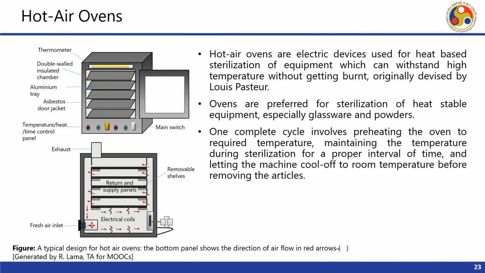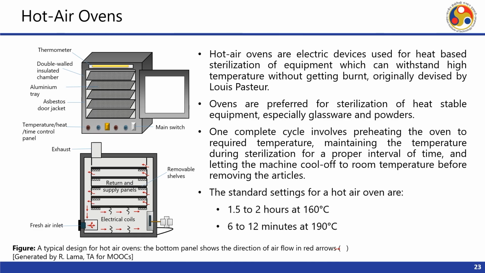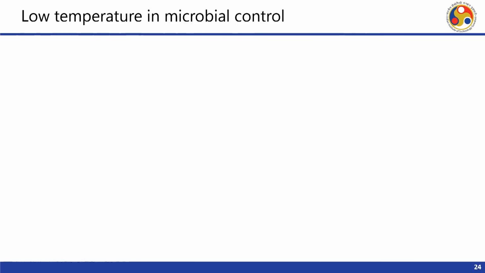One complete cycle involves preheating the oven to the required temperature, maintaining the temperature during sterilization for a proper interval of time, and letting the machine cool off to room temperature before removing the articles. The standard settings for a hot air oven are 1.5 to 2 hours at 160 degrees centigrade, or 6 to 12 minutes at 190 degrees centigrade. This is preceded by preheating.